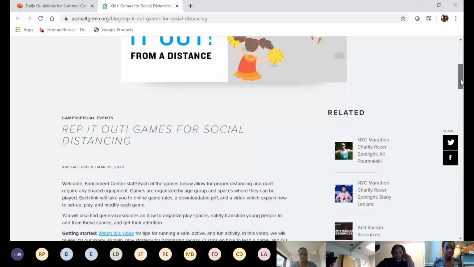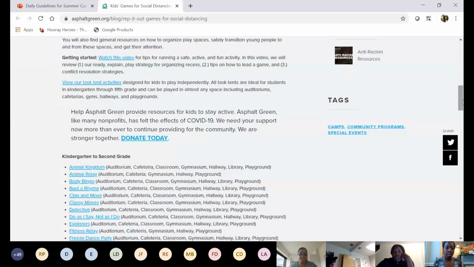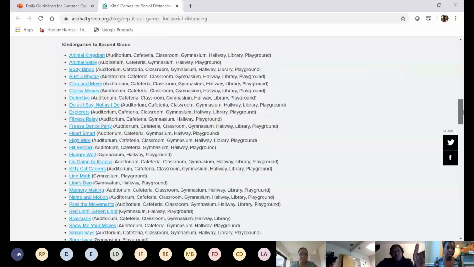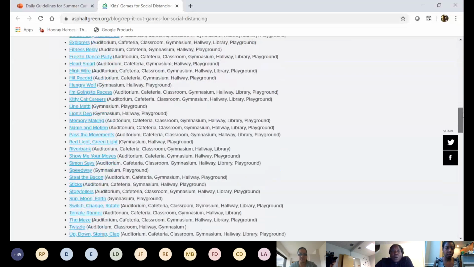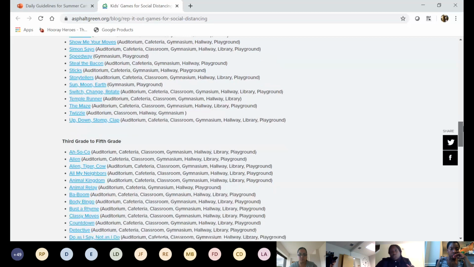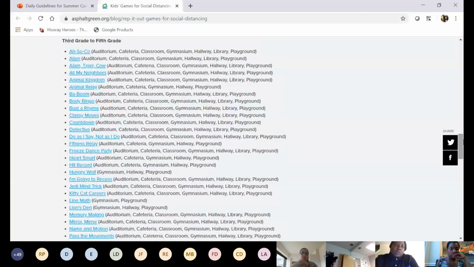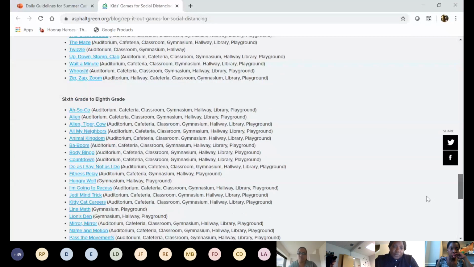Can you guys see it? Okay, so they have grade levels and they have tons of games that you can play. It tells you the areas that you can play in, although with cohorts, you stick to one area, and a cohort is a traveling cohort, just one cohort. But these are the activities that you can take to your programs. I see some fun activities, detective, really cool stuff.